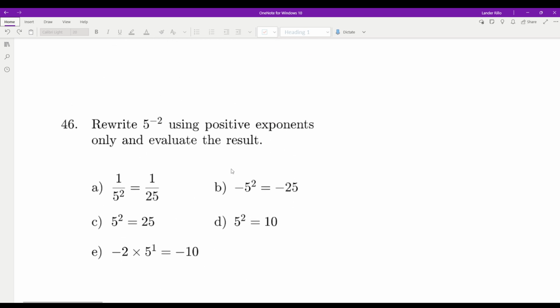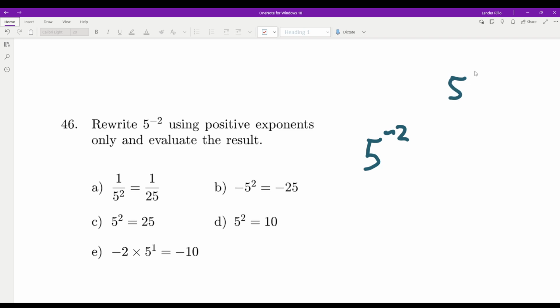Next, rewrite using positive exponents. So every time you see a negative, or if it's positive and you want to move it to negative, but here we're trying to turn it to positive, you would have to do a reciprocal. So you have to reciprocate whatever the base is.